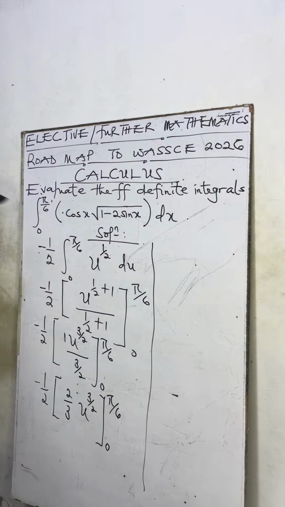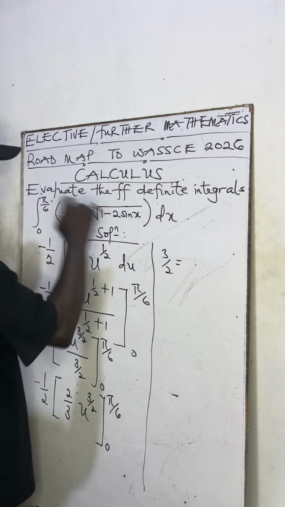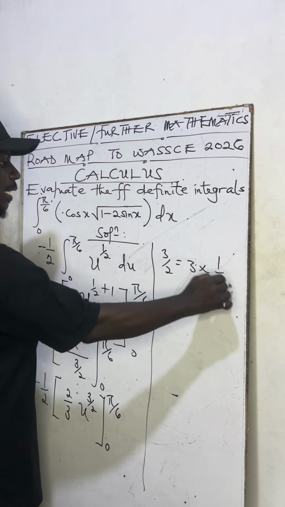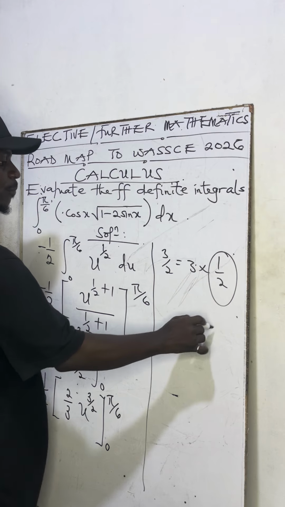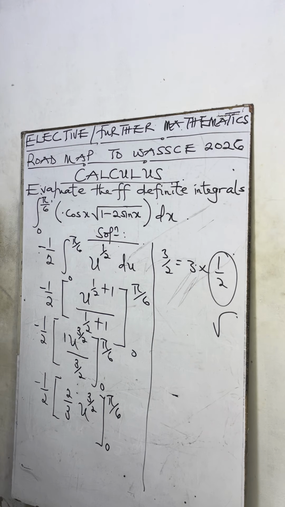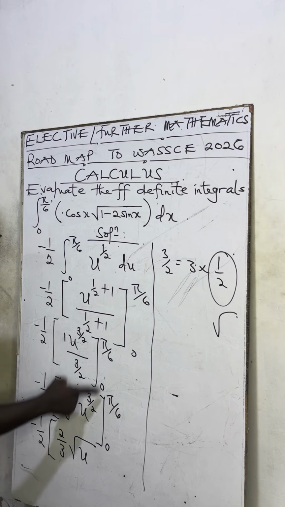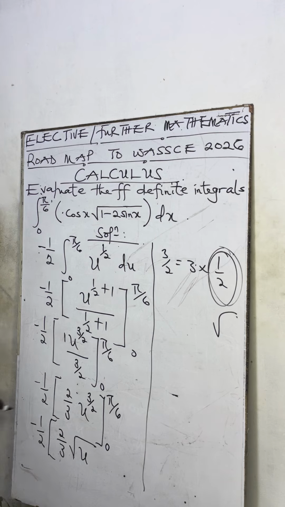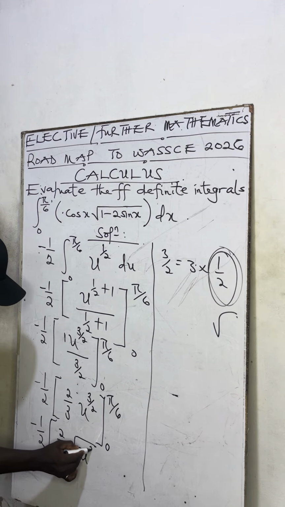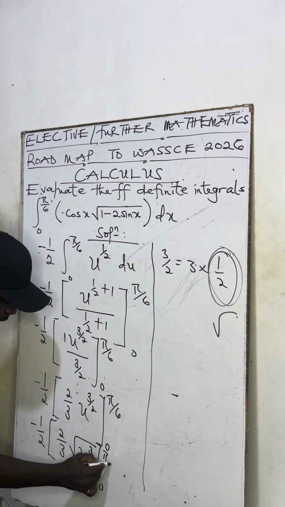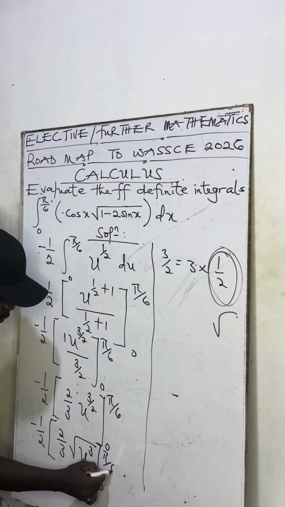Okay, so let's see something like this. Now, 3/2 is the same thing as 3 times 1/2. And 1/2 represents square root. So we can write it as negative 1/2 times 2 out of 3, then square root of u, that's the half, that's square root, then exponent 3. Then 0 to pi by 6. So that's what we have.